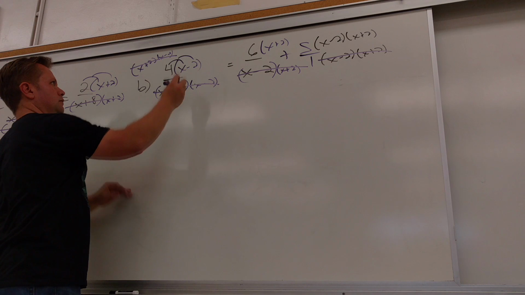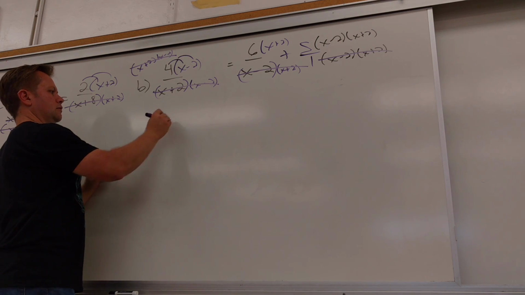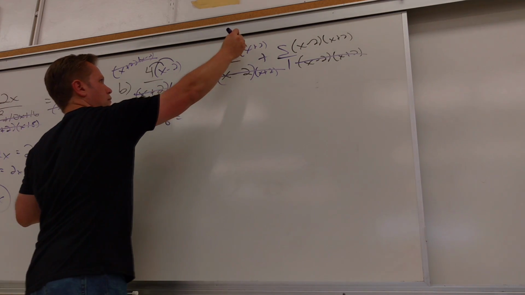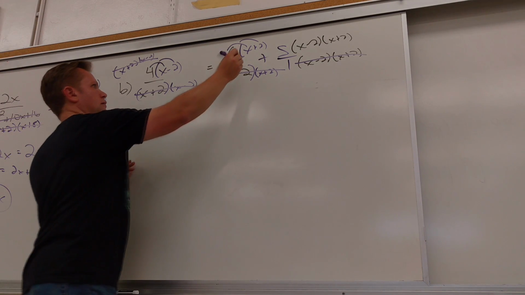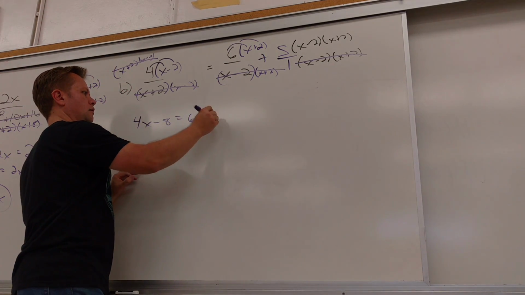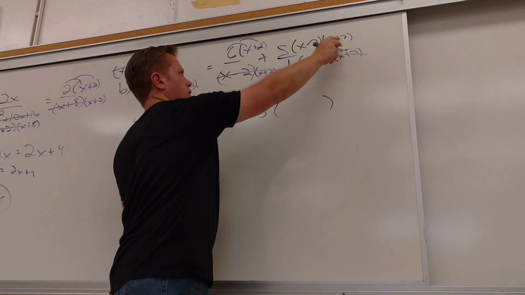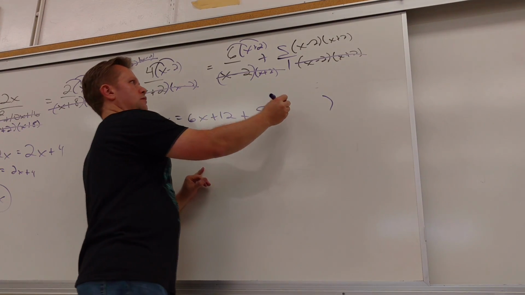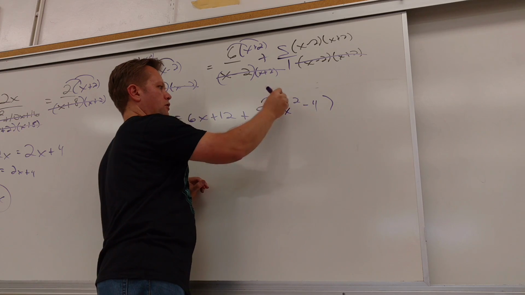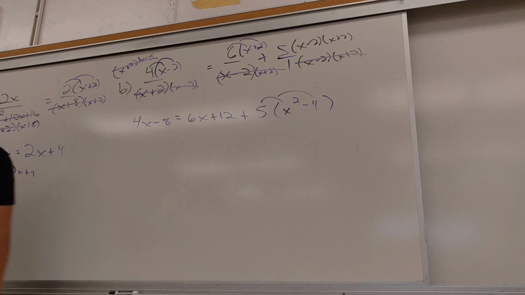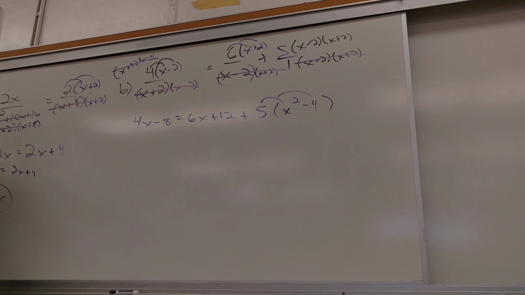Then I get 4x minus 8. Now here, what is x minus 2 times x plus 2? x squared minus 4. x squared minus 4, and then I can bring the 5 through easier, right? So whenever you have 3 things to multiply, multiply 2 of them, and then bring the third one in.